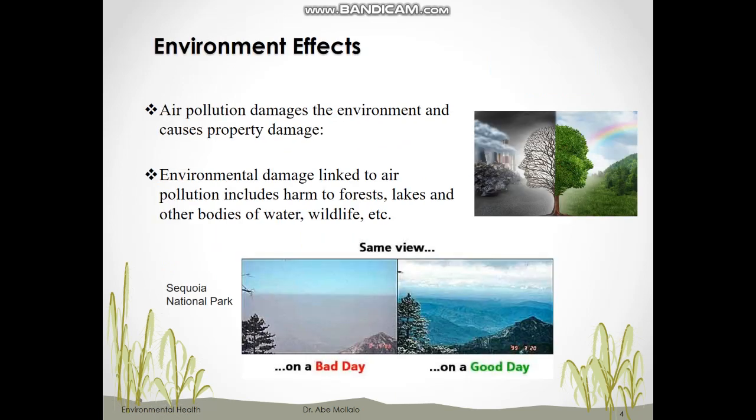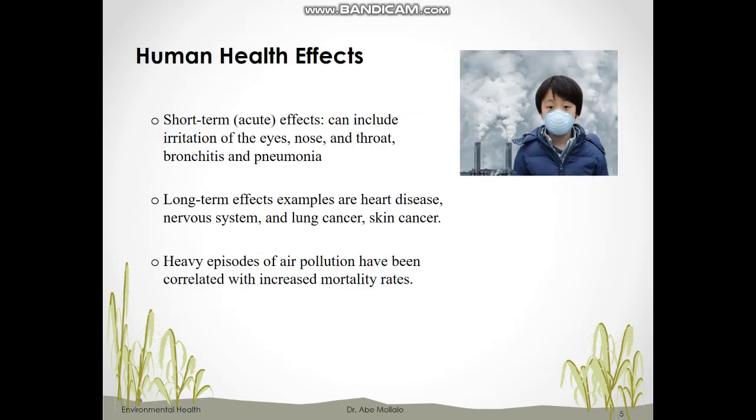Air pollution can adversely impact the environment. It can damage the natural environment and also the built environment. The natural environment includes forests, lakes, wildlife, soil, or national parks such as the Grand Canyon. This picture shows Sequoia National Park in California. You can compare the same view on a bad day of air pollution and on a good day. Air pollution can also damage the built environment, such as historical buildings and structures.